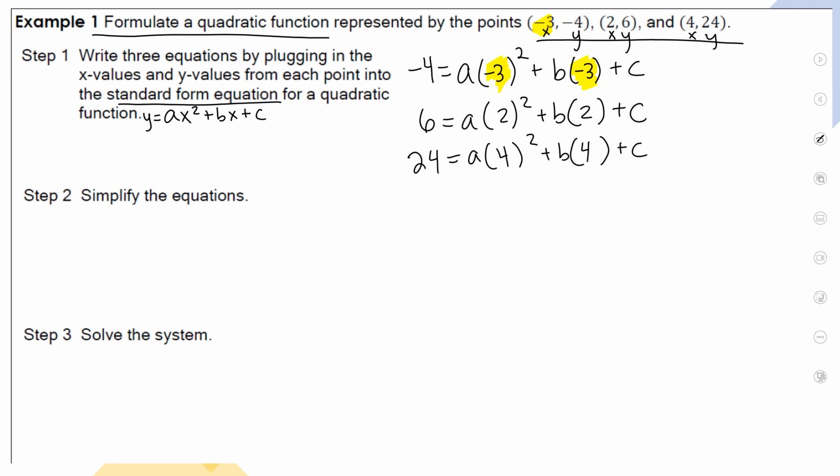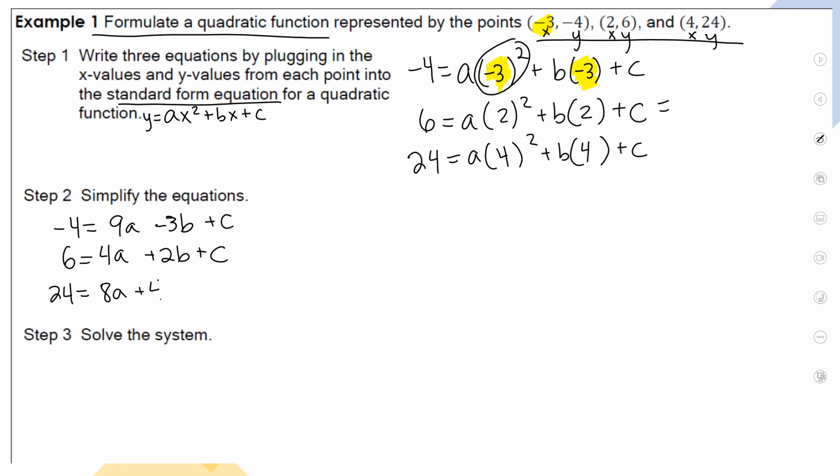Okay, step 2 is simplify the equations. So guys, if I were to simplify this, what is -3 squared? This part right here, 9. So that means when I simplify this, this will be -4 equals 9a. B times -3 is just -3b plus c. So we're going to simplify these equations. The next one, I'll get 6 equals 4a plus 2b plus c. And then the last one, I'll get 24 equals 8a plus 4b plus c.